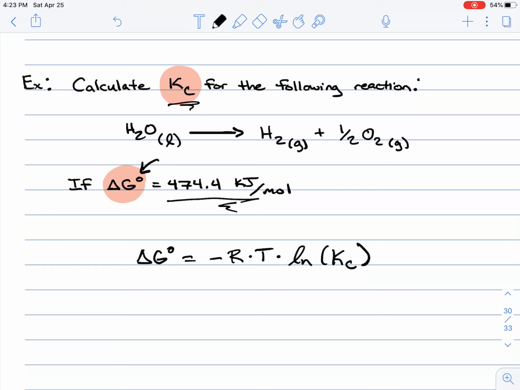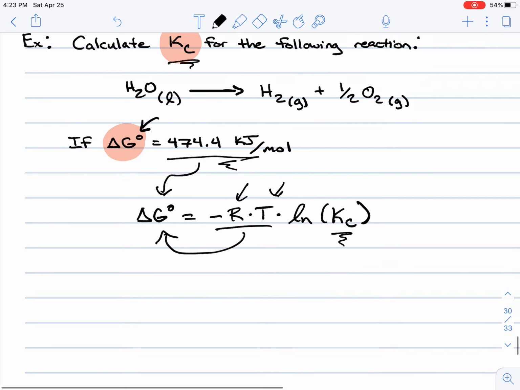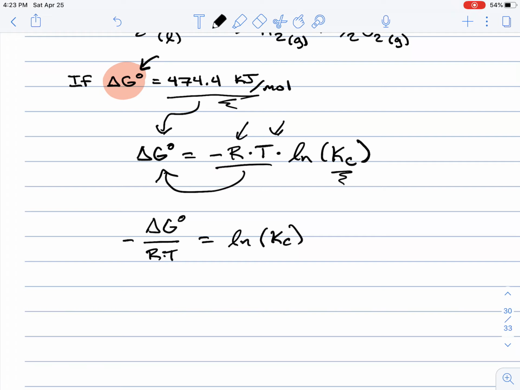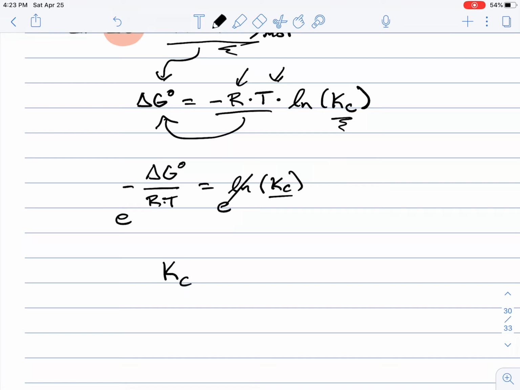And so if we're already given this value and we know what R and T is, then we just need to perform some algebra to isolate Kc. So what I'm going to do is divide these two to the other side. So delta G naught over negative RT is equal to natural log of Kc. And so what we're going to do is isolate Kc by taking the anti-natural log so that we get this expression such that Kc is equal to e raised to the negative delta G naught over RT. Okay.